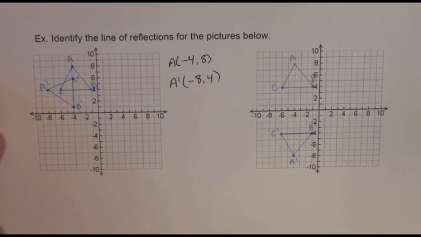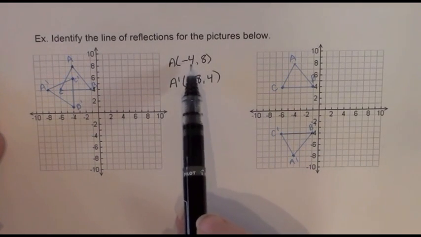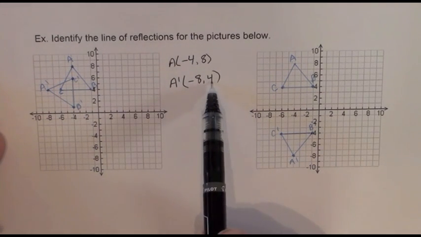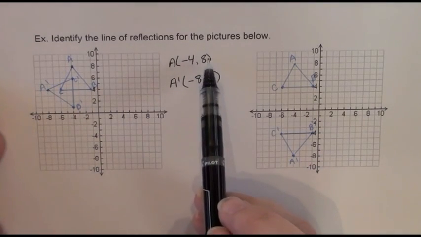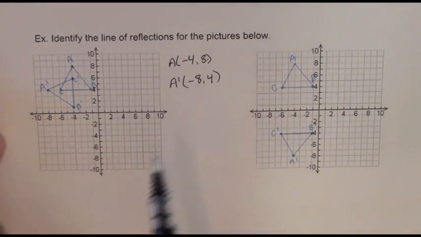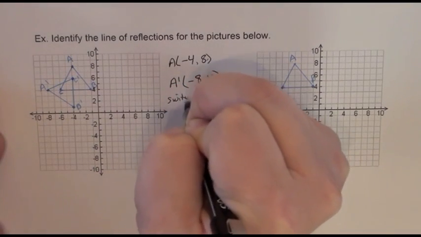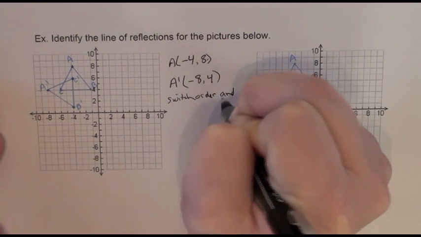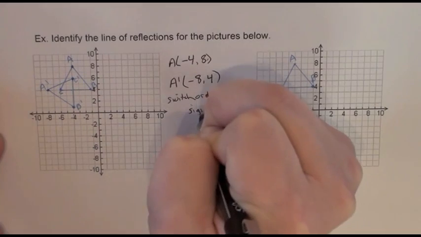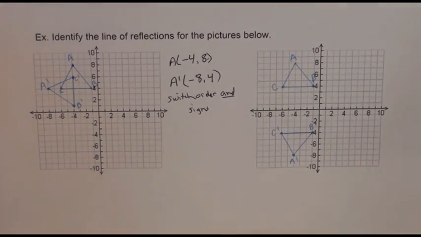So we have to ask ourselves, what happened here? What's the difference between A and A prime? Well, the -4 turned into a +4, and it went from being first to being second. And the 8 was second, and now it's first, but it's negative. So here they switched the order and signs. The positive numbers are now negative, the negative numbers are now positive.